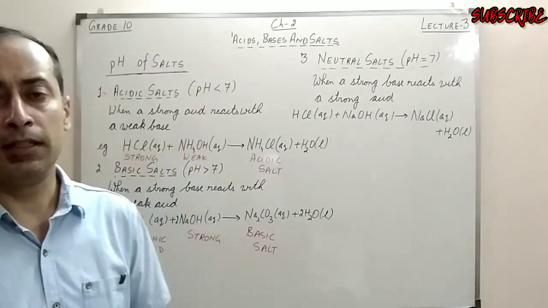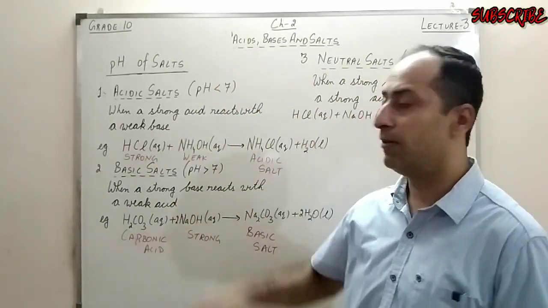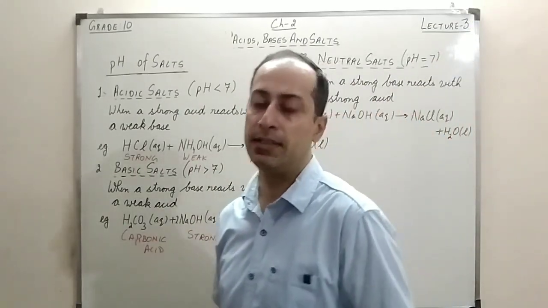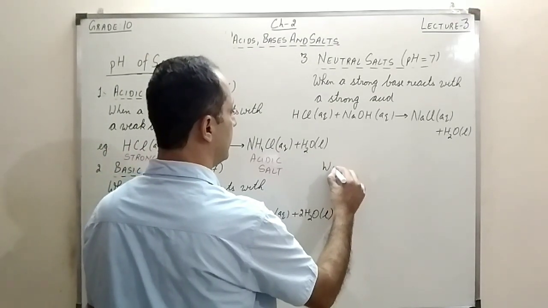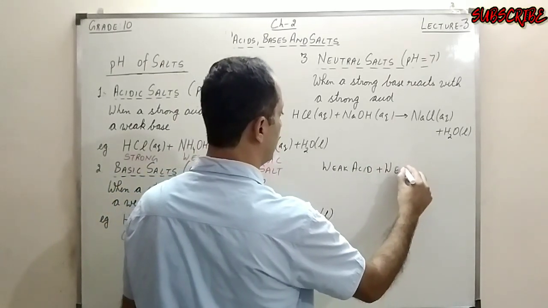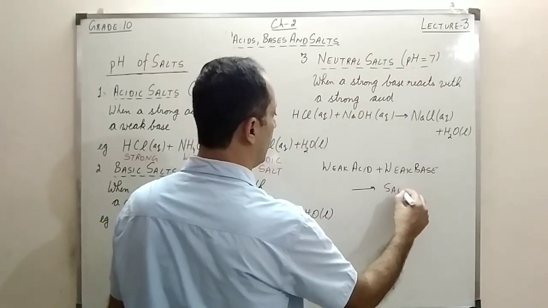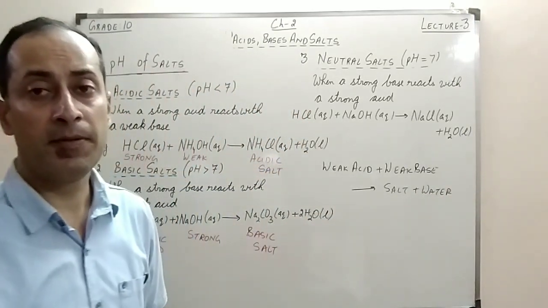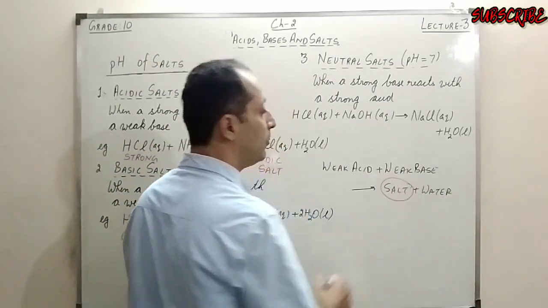Now many of you must be thinking there can be one more case. What more case can there be? You see, strong acid with weak base, strong base with weak acid, both strong. We can have one more case. The fourth case is when a weak acid reacts with a weak base. Whatever salt is formed can have all three properties.